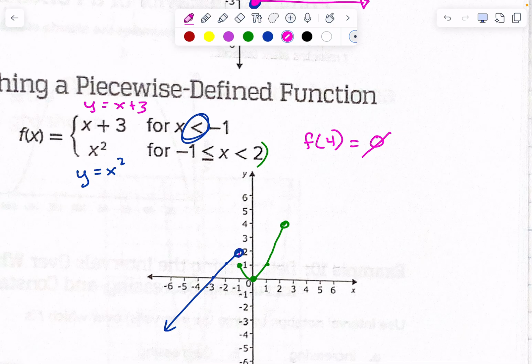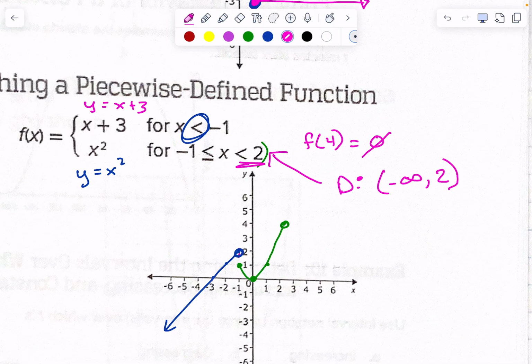Right? If they would ask for the domain of this, the domain is going to be from -infinity up to 2 with a bracket or with a paren. Because we only know what happens up to 2. Does that make sense? Okay, we do not know anything that happens beyond 2. So if they ask for something beyond 2, what?